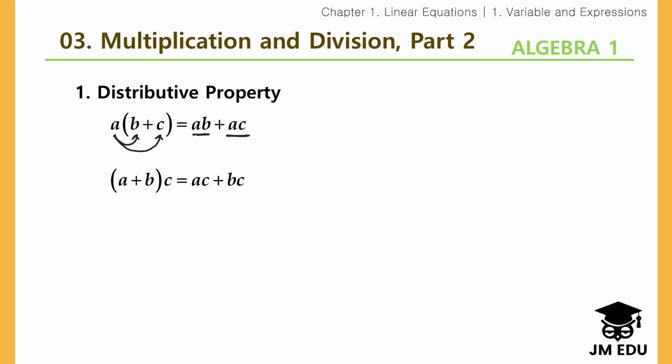Let's say we have a binomial times a monomial. Same thing: a times c plus b times c. That's how we multiply them.